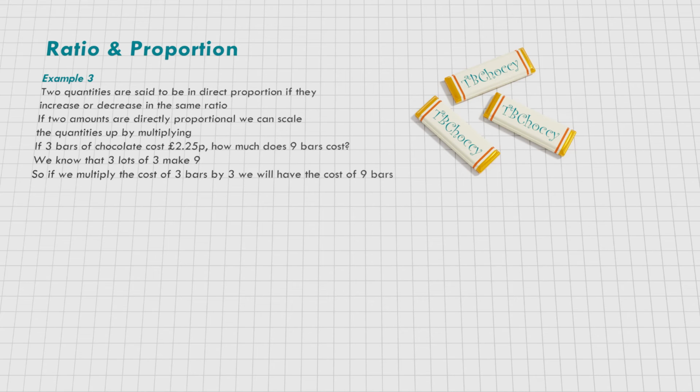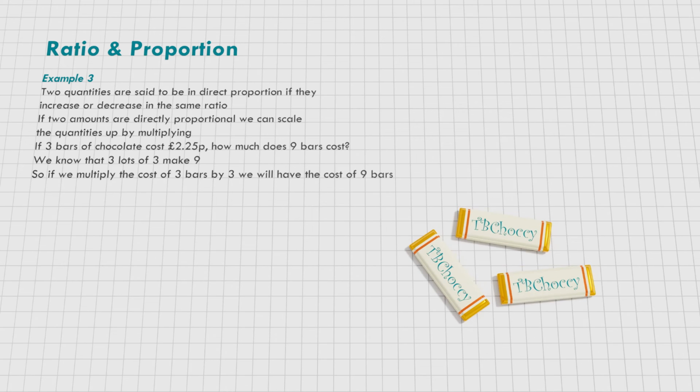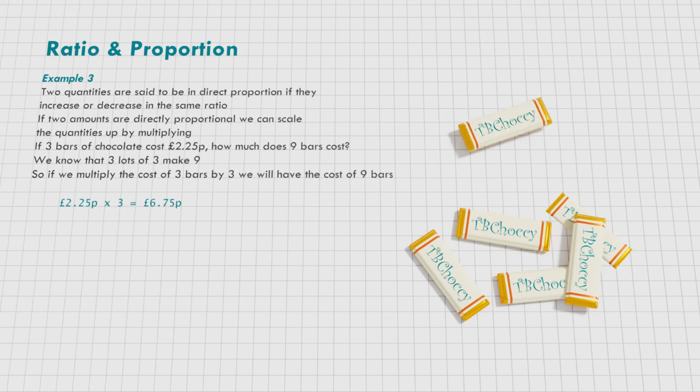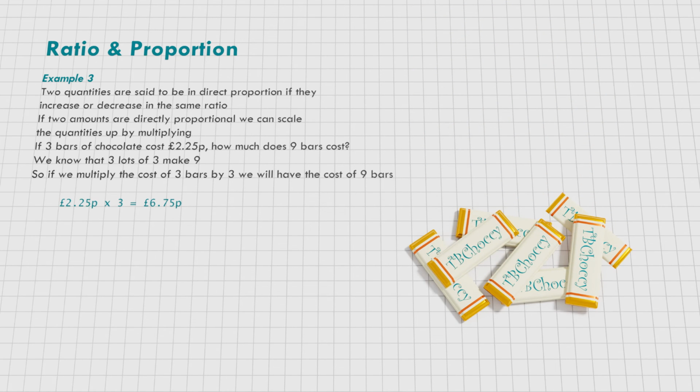We know that 3 lots of 3 make 9, so if we multiply the cost of 3 bars by 3, we will have the cost of 9 bars. £2.25 times 3 equals £6.75. 9 bars of chocolate cost £6.75.